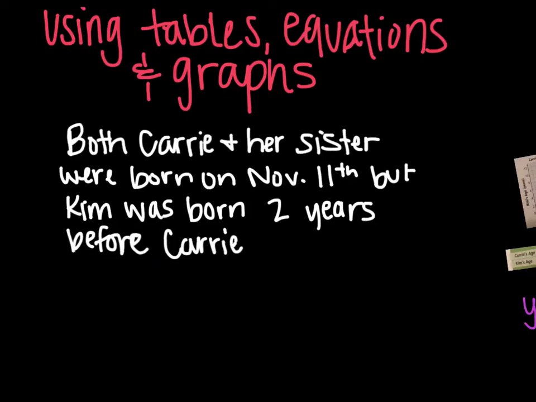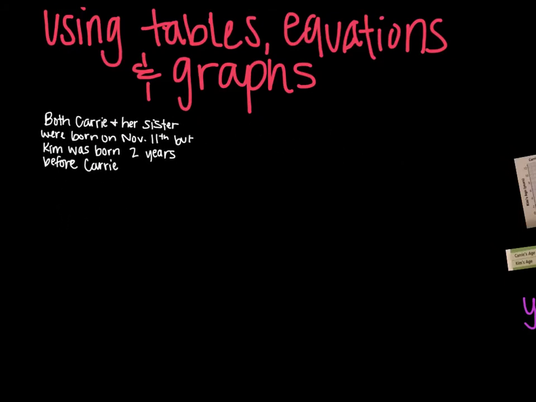Okay, so now we get to use tables, equations, and graphs, putting them all together. So here's this very realistic problem for you. Both Carrie and her sister Kim were born on November 11th, but Kim was born 2 years before Carrie. And so what we're going to do is show how we can take these real-world situations and make tables, equations, and graphs out of them. So there's the background story for you.